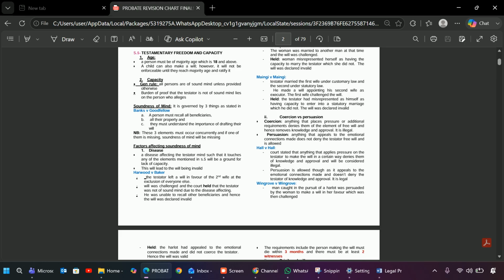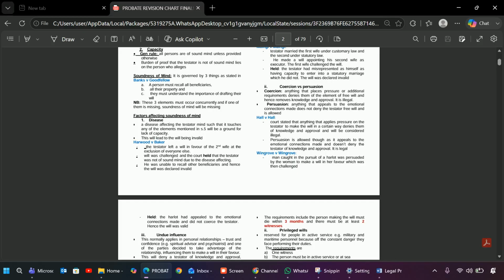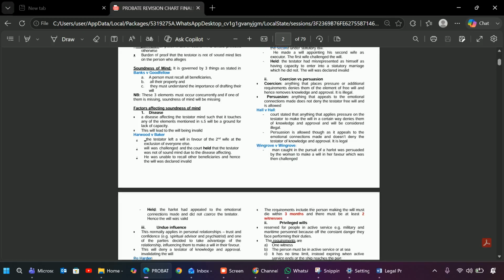This is how the CLE will put it before you. They will test whether you read the case of Hall versus Hall, where the court stated that anything that applies pressure on the testator to make the will in a certain way denies them of knowledge and approval and will be considered illegal. Persuasion, on the other hand, is allowed, as it appeals to the emotional connections made and does not deny the testator of knowledge and approval. It is therefore legal. Persuasion is legal, coercion is illegal.